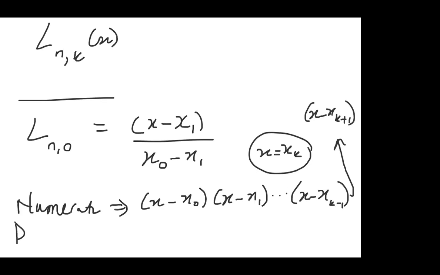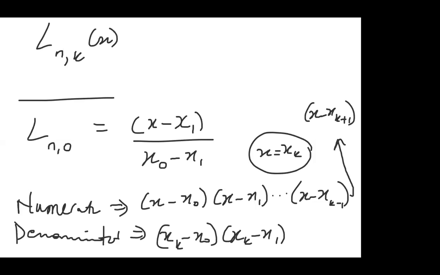And then in the denominator, we need to evaluate that expression we have in the numerator at the point x equal to xk. So in the denominator, I should have xk minus x0, then the next one will be xk minus x1, and so on, up to the last one, which will be xk minus xn.